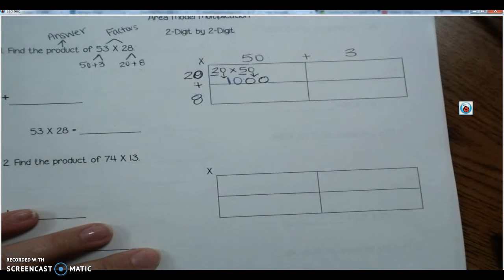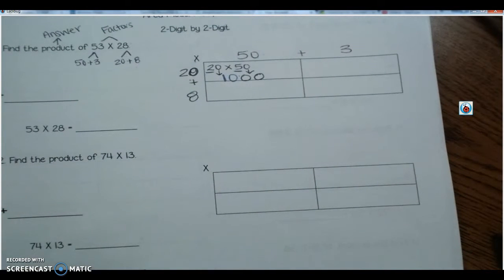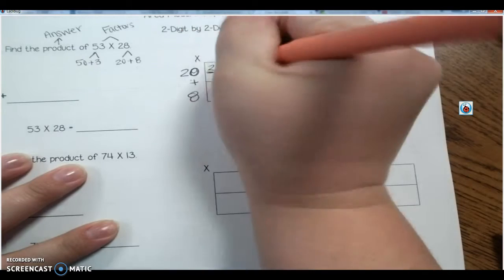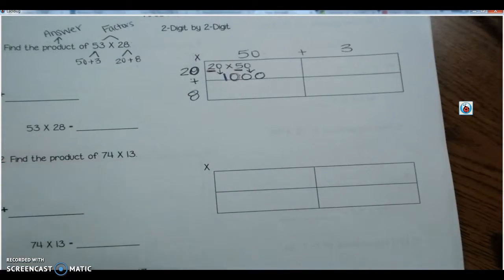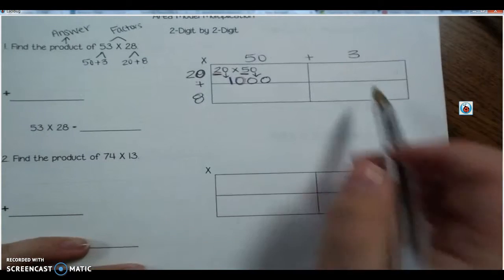Maybe you can kind of see the difference in the color there. I used a blue. If that blue isn't showing up, I can use something a little bit lighter. 2 times 5, 10, and then bring down my 2 zeros.